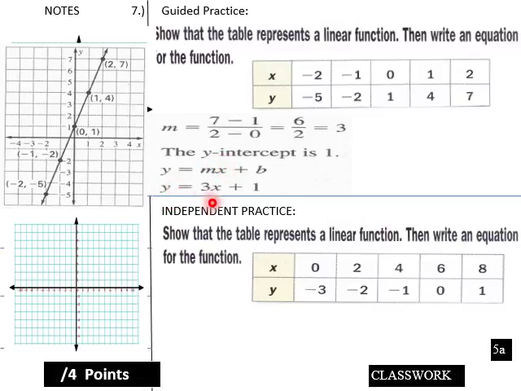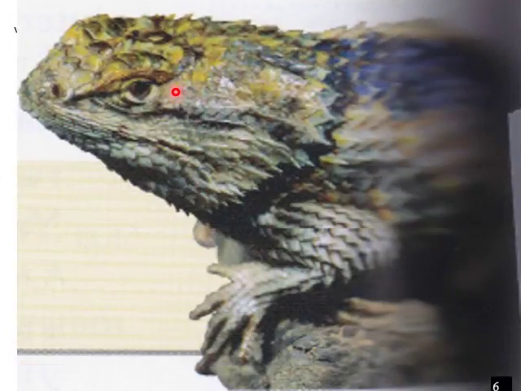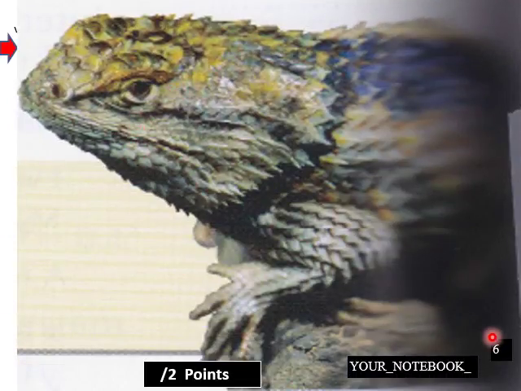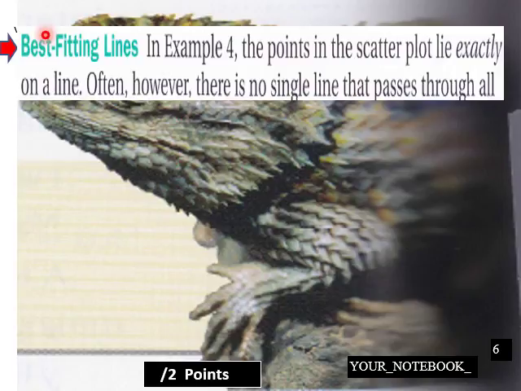So we get y equals 3x plus 1 for this line right here. Down here, you're on your own. Okay, onward to slide number 6 in your notebook entry here.